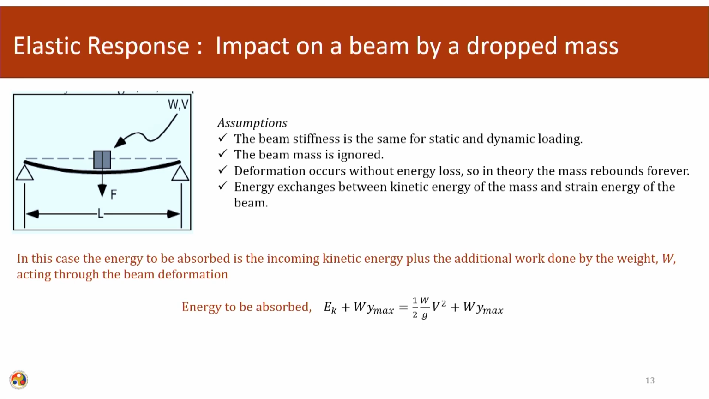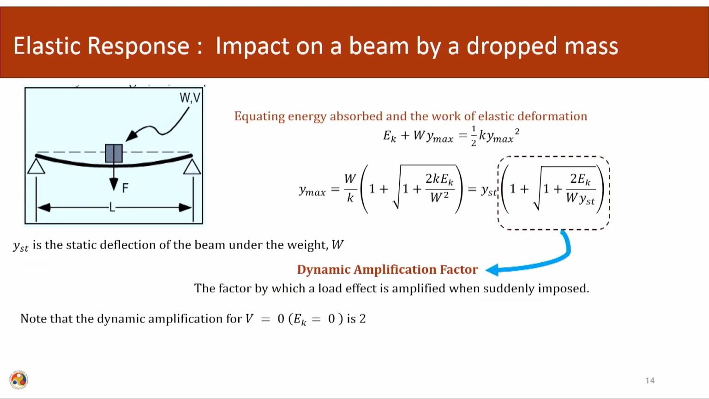Now we need to balance this energy. This energy will be balanced out by the stiffness of the beam. The energy from the external impactor, that is the kinetic energy in the system due to the weight W, plus the work done by the moving mass, that is W Y max, those two energy components will be taken care of by the stiffness in the system.